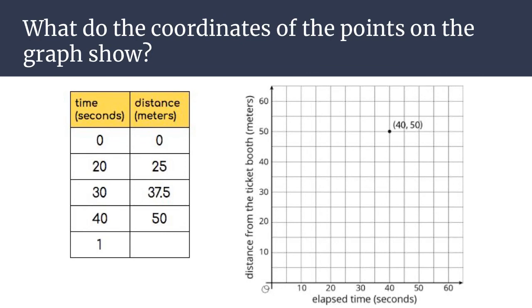What do the coordinate points on the graph show? Well, if I were to plot them, and it's a little hard to plot some of them, but I can do at least 0, 0, and I have 20, 25. And if I kind of extended this down, it makes a straight line. And it's a straight line that passes through the origin. So the coordinates show that this is proportional.